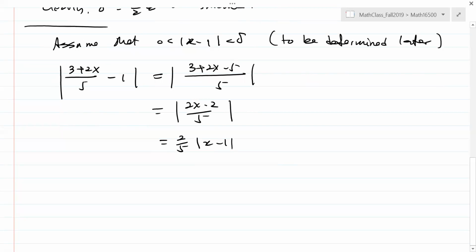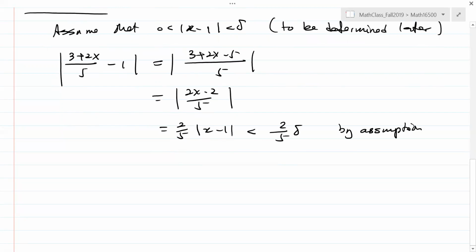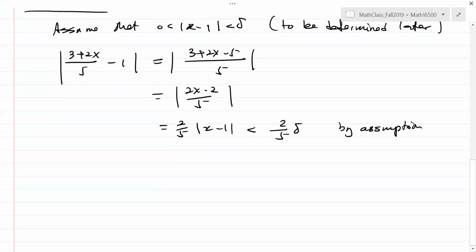What is the assumption? Assumption: absolute value of x minus 1 is less than delta. So under the assumption it's less than delta. Okay, this is by the assumption. Yeah, every step there's a reason there. Okay, now, but that's not epsilon, right? It's 2 over 5 delta. But you really want to make it less than epsilon, right?